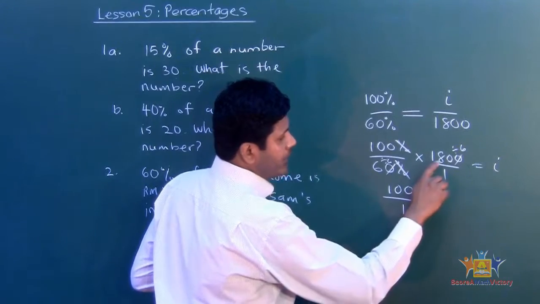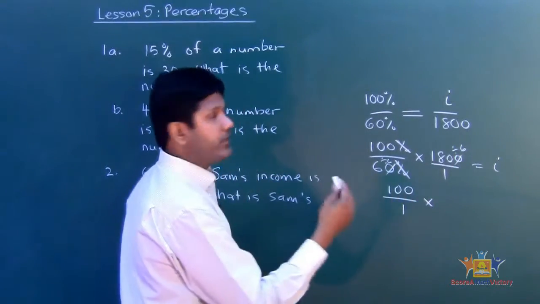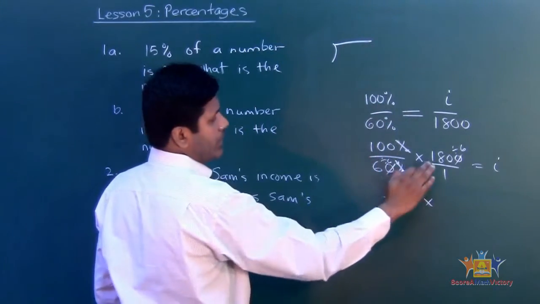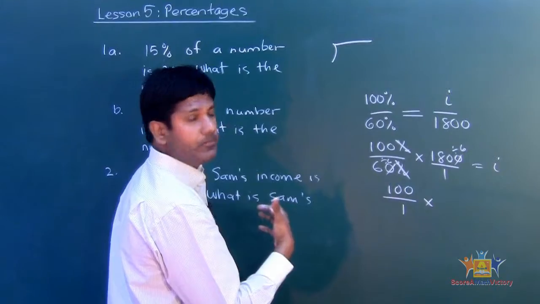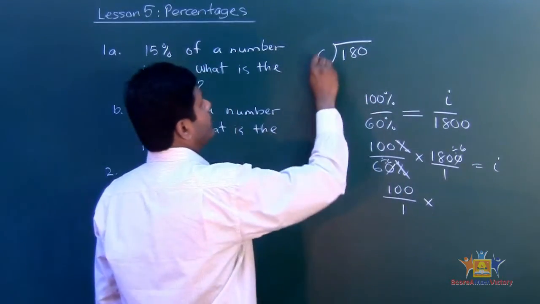Now we're going to do 180 divided by 6. Okay, so let's use the long division method. I'm going to use the cage approach. I'm going to put 180 inside the cage, and the 6 I'll put outside the cage.